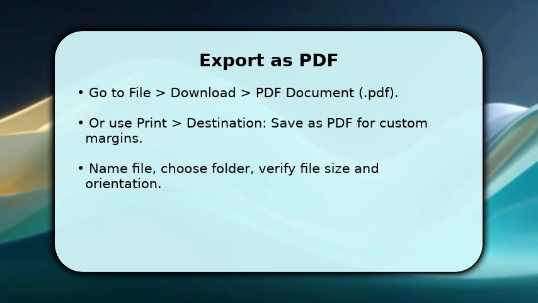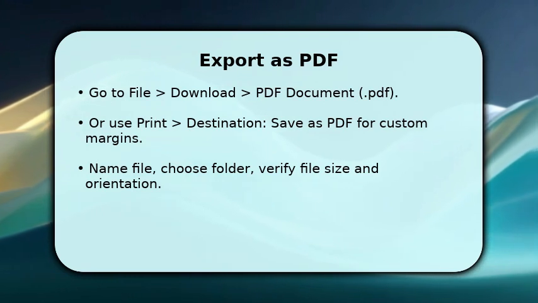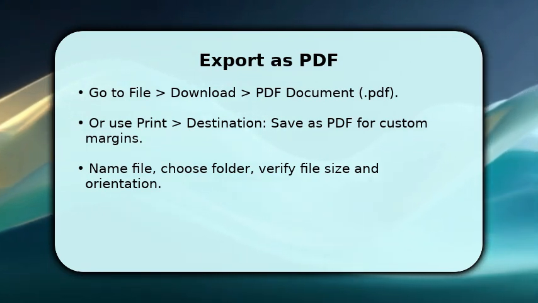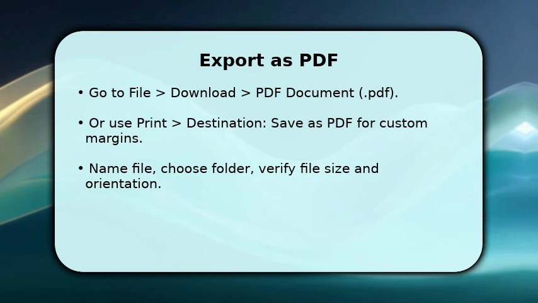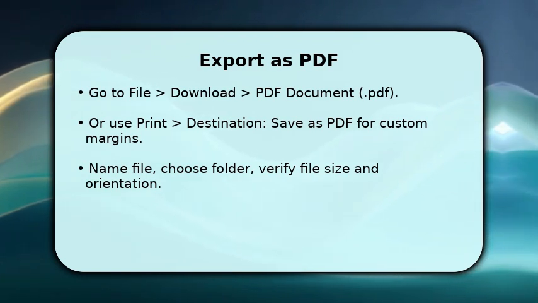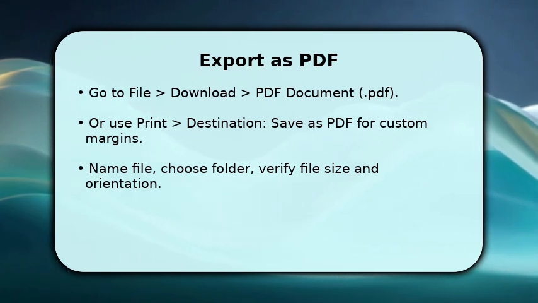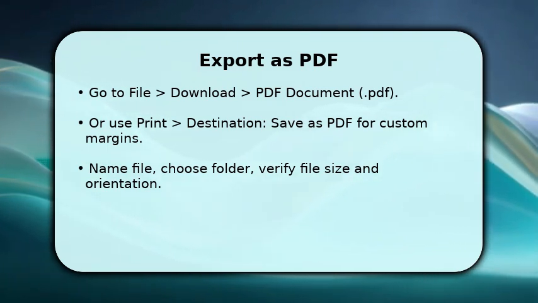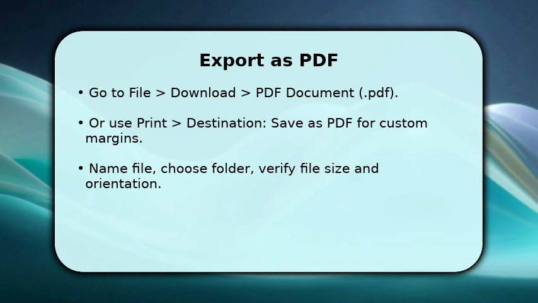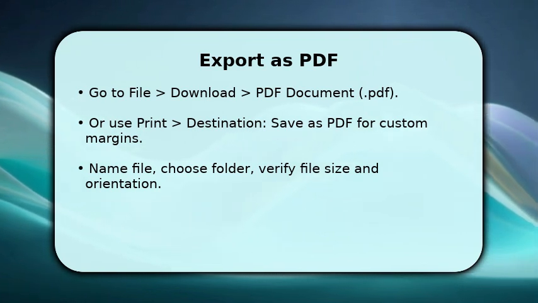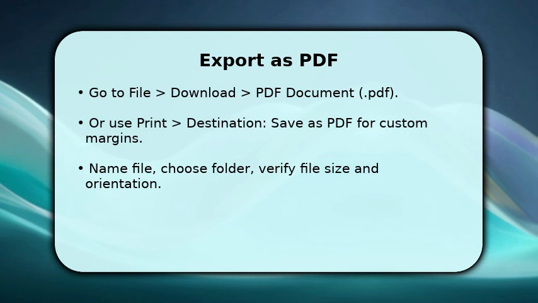You now export the document to PDF using built-in options. From the menu, choose File, then Download, and select PDF document. This creates a clean, printer-ready file quickly. Alternatively, use Print and Set Destination to save as PDF if you need to tweak margins, scaling, or orientation before saving. Once you choose, name the file and pick a folder so you can find it.